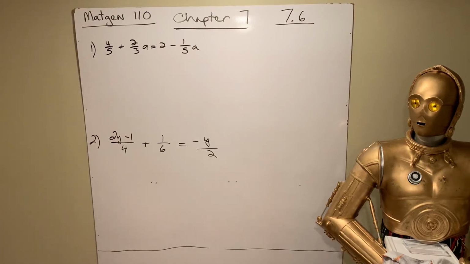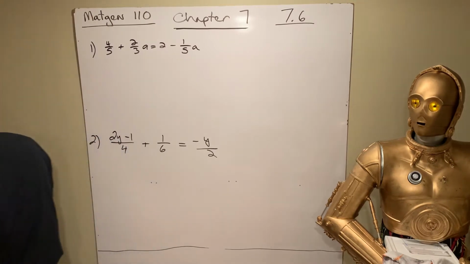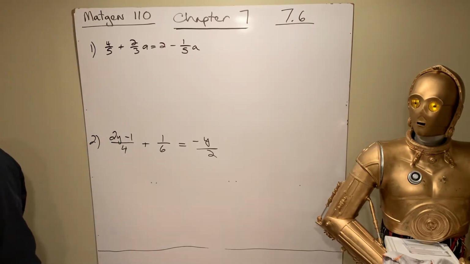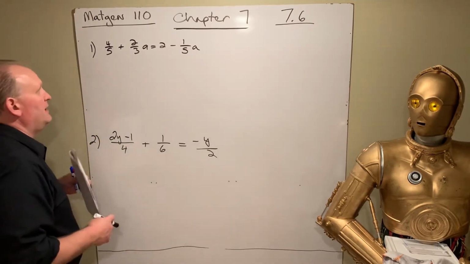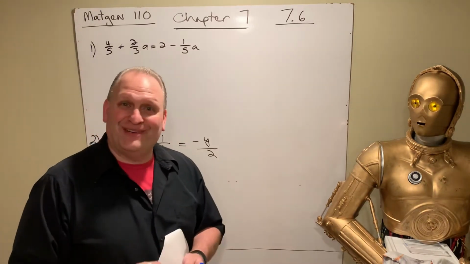All right, this is Matgen110. We're looking at chapter 7, section 6. So 7.6 notes, that's page 11 in your note packet. We're moving from expressions to equations.